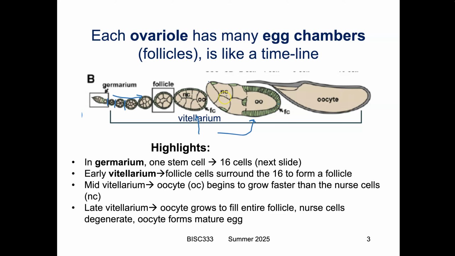And then over time, from stage 10 to the mature stage 13, the nurse cells contract and they squeeze all their contents into the oocyte, which then grows and takes over the entire inside part of the egg chamber. And these nurse cells get degraded eventually.